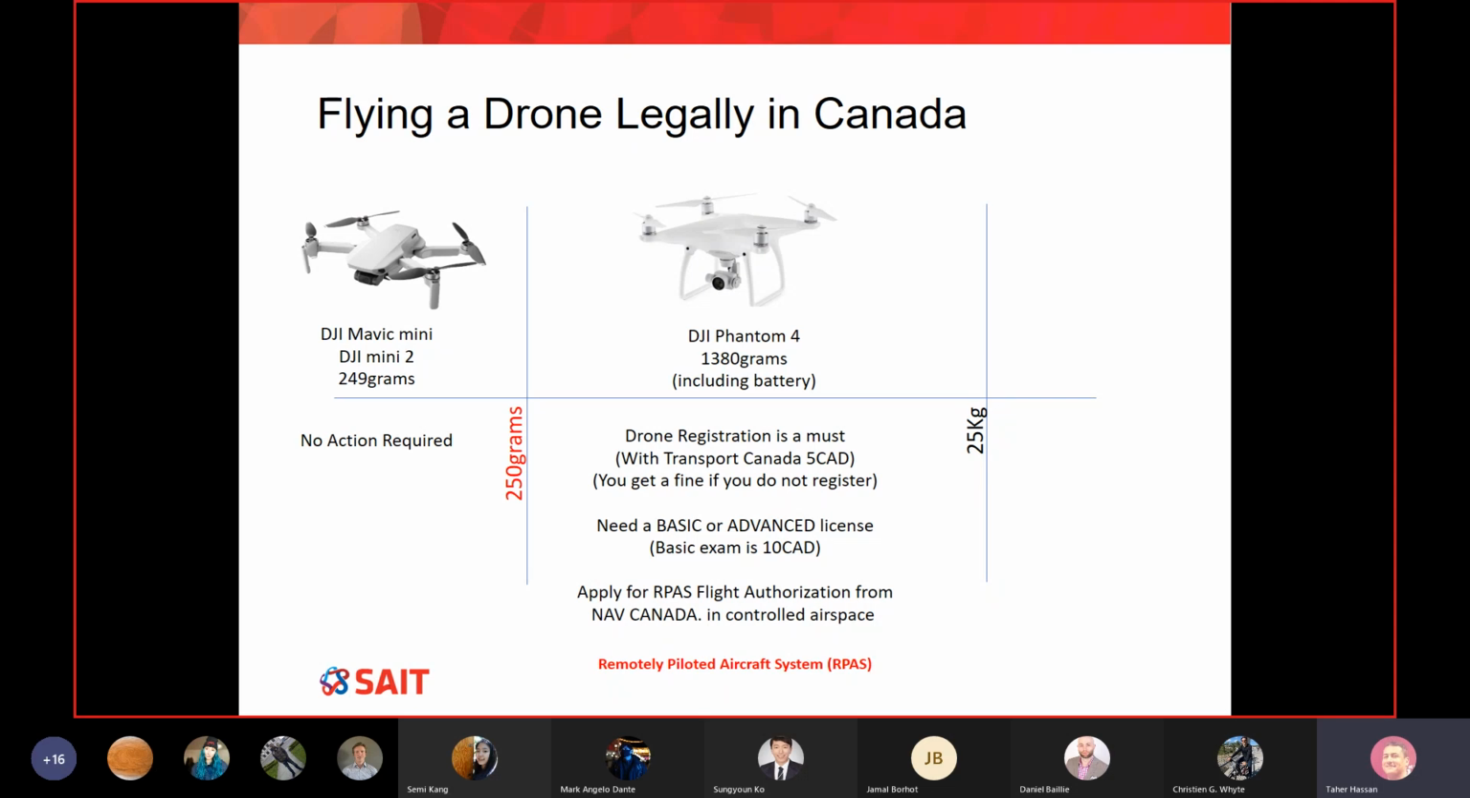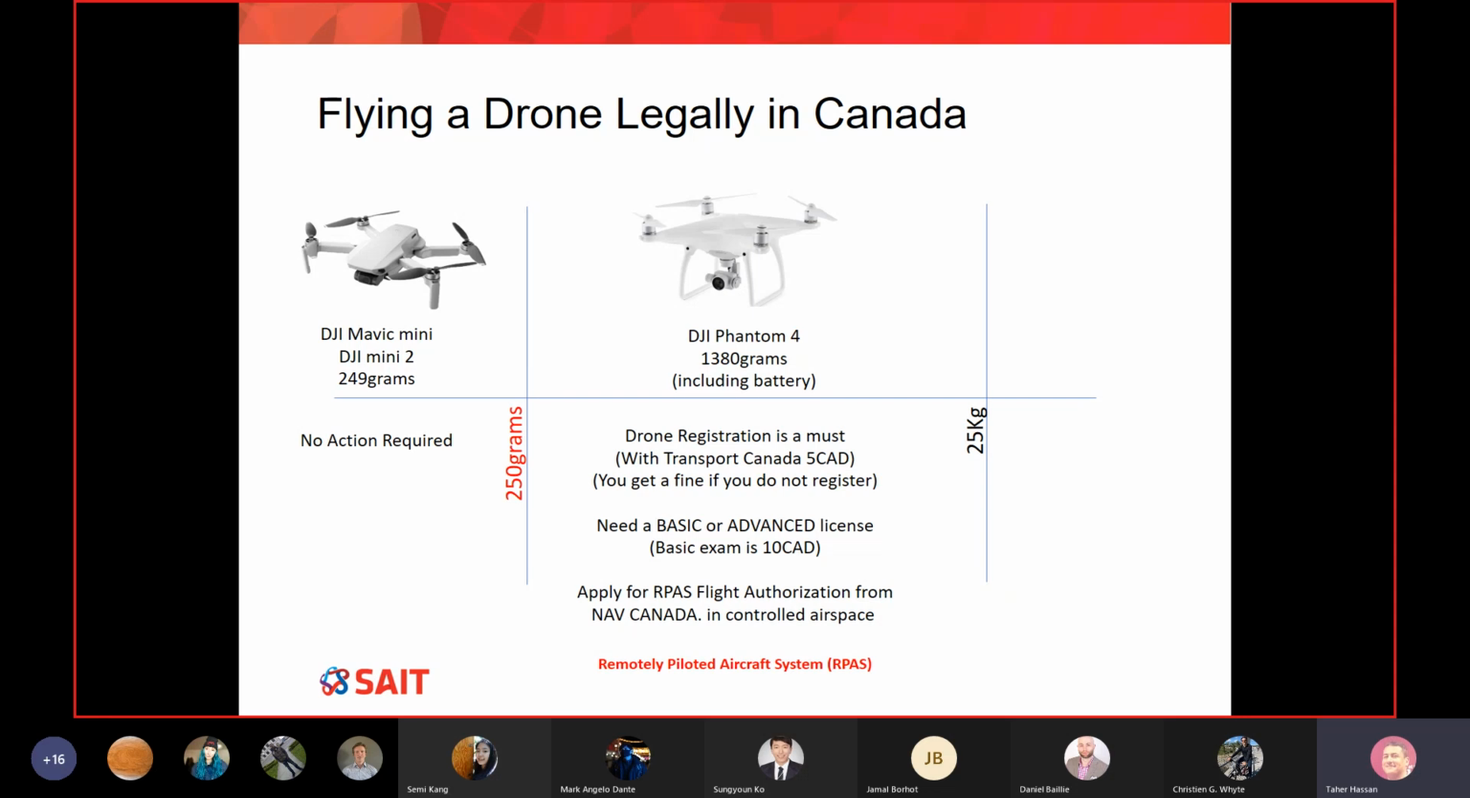Now, a couple of things to mention. So far you have heard two names, Transport Canada and NAV Canada. Those are different authorities. Transport Canada, they just put the rules. They add all the rules. While NAV Canada, they control the airspace. Okay, so those are two different authorities. When we fly our drone in air-controlled space, which I will tell you what it means shortly, then you also must obtain authorization from NAV Canada.